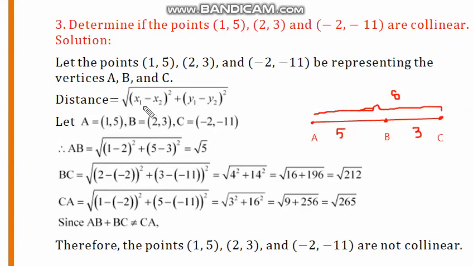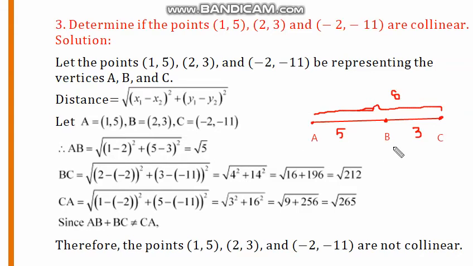So already you know the distance formula: square root of (x1 minus x2) the whole square plus (y1 minus y2) the whole square. So the first coordinate is A, the second is B, and the third one is C. First we need to find the distance between A and B. So A is (1, 5) and B is (2, 3). Consider these as x1, y1, x2, y2. Substitute in the formula. So you will get square root of 5 as the answer.